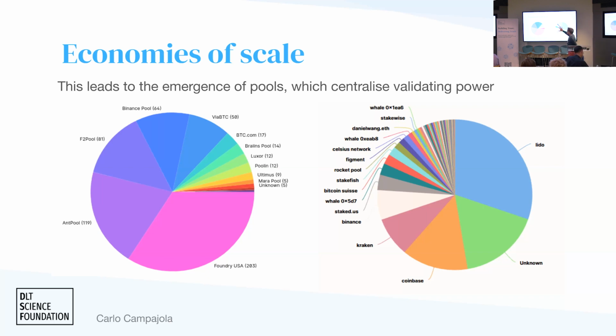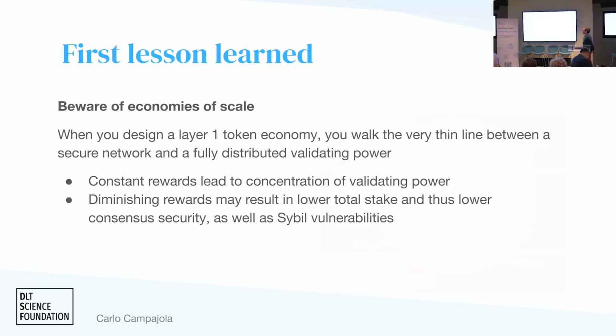On the left-hand side here, you have the distribution of mining pools, so the power that mining pools in Bitcoin have, and on the right-hand side, you have the validated power of staking pools in Ethereum, and they look remarkably similar. There is a very massive couple of pools that are able to mine, or validate, most of the blocks. So the first lesson learned from this theory and from the evidence that I showed at the beginning: beware of economies of scale.